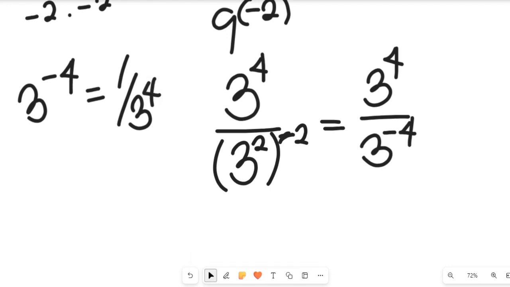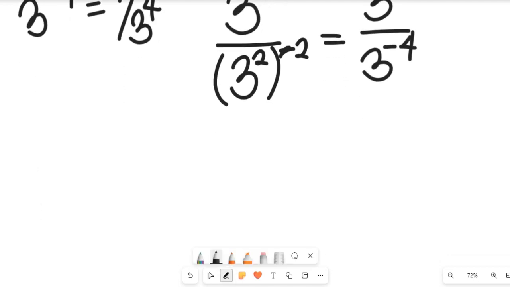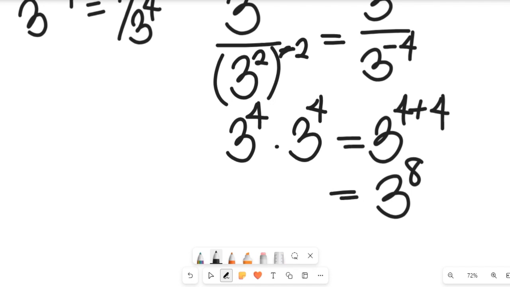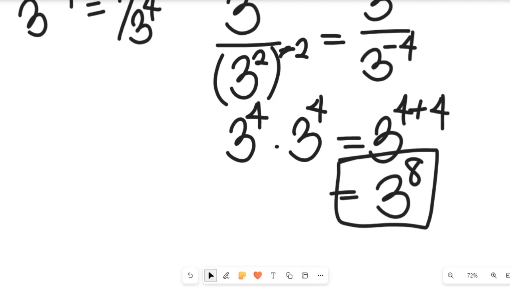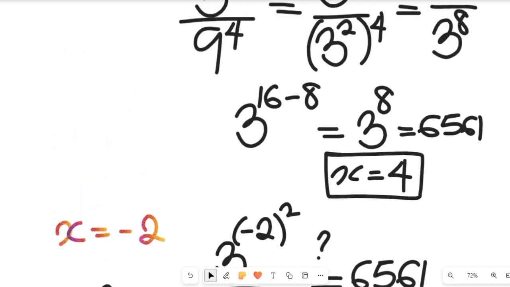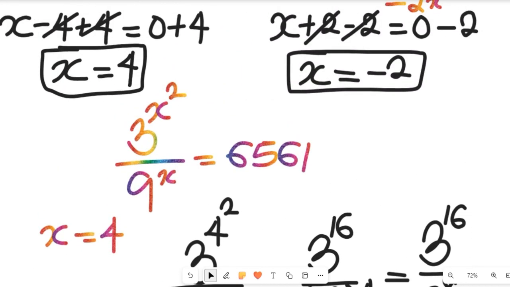Good. So if we simplify that, that will simply give us 3 to the power of 4 multiplied by 3 to the power of 4. So if we apply the law of indices, this will give us 3 to the power of 4 plus 4, and this will be equal to 3 to the power of 8. So you see, 3 to the power of 8 is equal to 6561. So that tells us that x equal to minus 2 is also a solution to the expression given to us above.